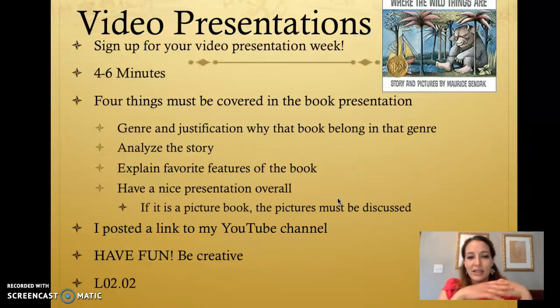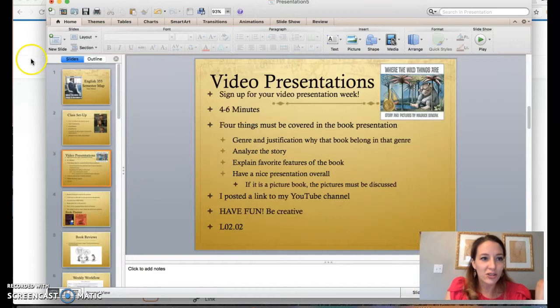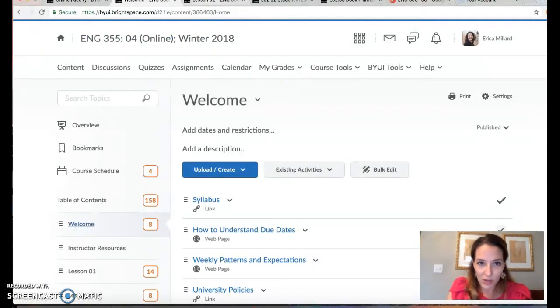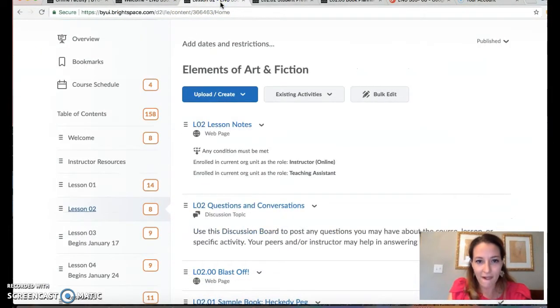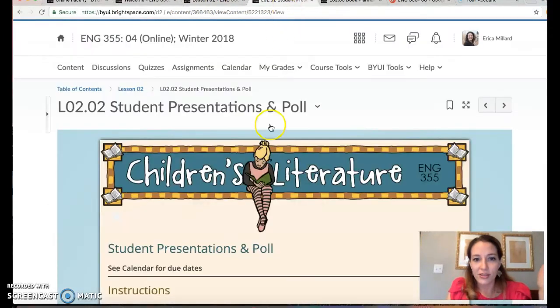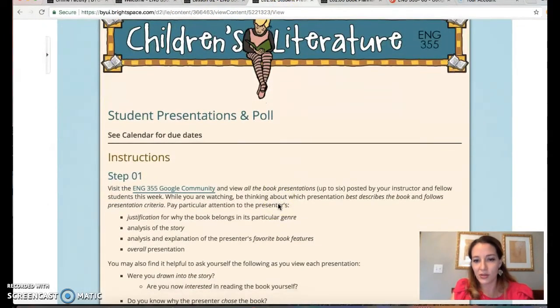Now, all of these things that I'm going to go over are in iLearn. I've put it right there where you can find it, in L2.02, and I'm going to run over there real quick and show that to you so you can make sure. So this is our welcome, and then I have the student presentations and polls. So you will do this.